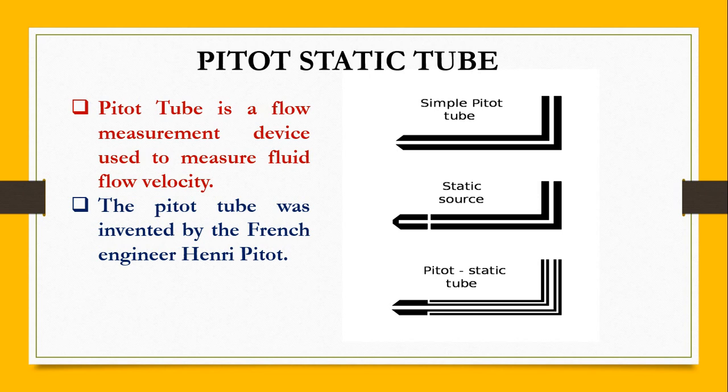See here, at the right side we have a diagram for this pitot static tube, a simple pitot tube and a static source. First of all, Henri Pitot invented the pitot tube, which has a single tube used to measure the stagnation pressure, and a separate static source for measuring the static pressure. But in a pitot static tube, we have two sources fixed in a single device, so we can measure both stagnation pressure and also the static pressure.